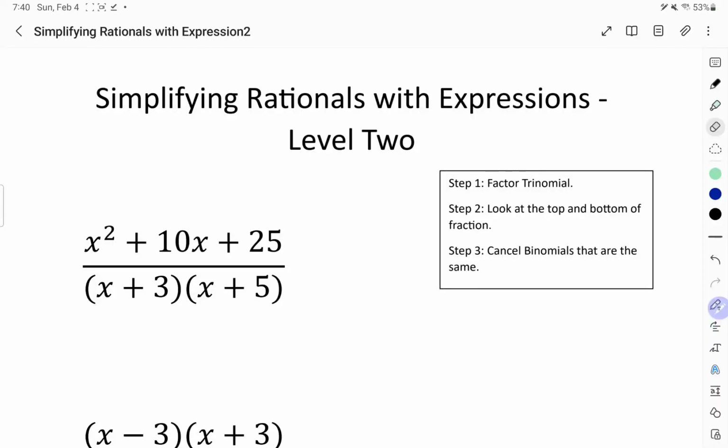This is simplifying rational expressions level 2. The difference between this one and the previous one is that this time we have to factor, because they gave us a trinomial. And you may be asking, what's a trinomial? Well, this right here is a trinomial, so we have to factor it.